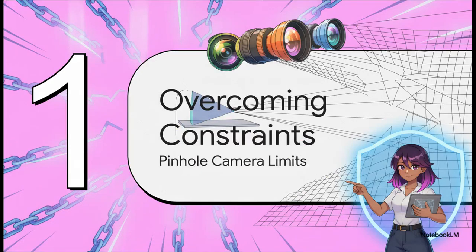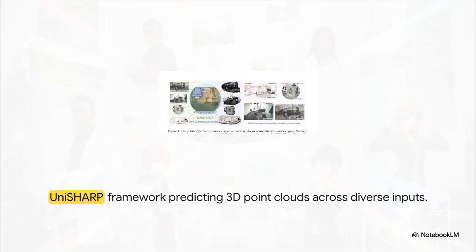Section 1. Overcoming Constraints and Pinhole Camera Limits. To really grasp the solution, we've got to precisely detail the algorithmic limitations of legacy models. Take SHRP, for instance. It maps every pixel in a normalized space that is completely governed by a strict pinhole camera assumption. But if you feed it a wide-angle, fisheye, or panoramic input, that mapping just breaks down entirely. Why? Because a single pixel displacement equates to vastly different angular changes across heterogeneous projections.